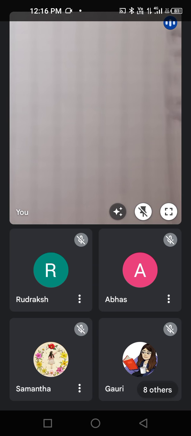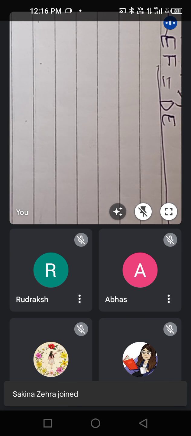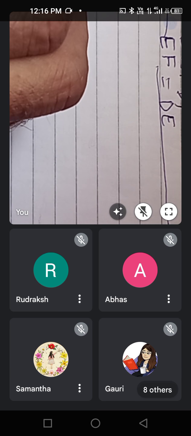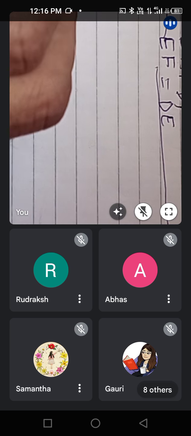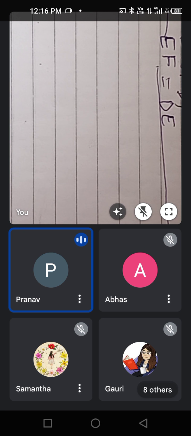So let's start here with the topic power. What is power? Very good. Rate of doing work is called power. Power is defined as the rate of doing work.